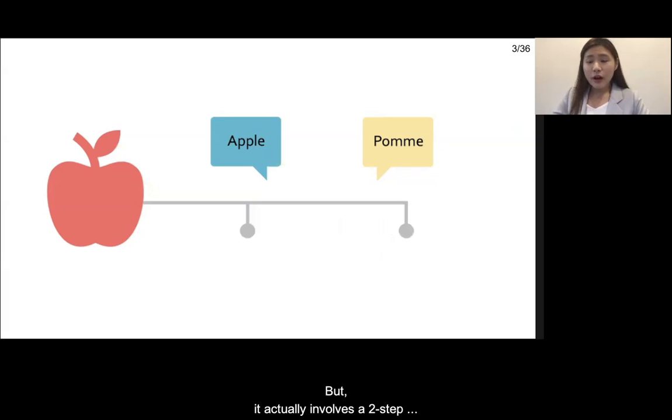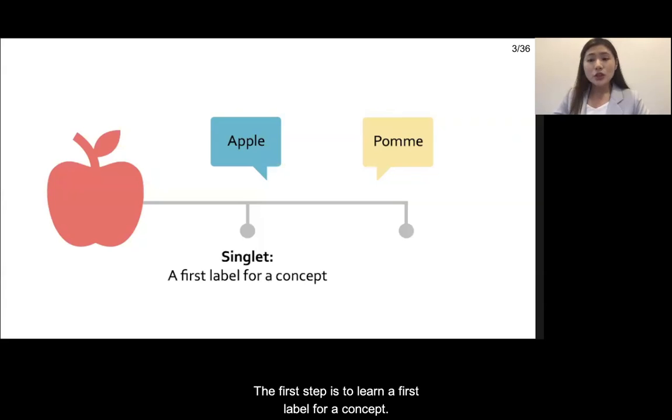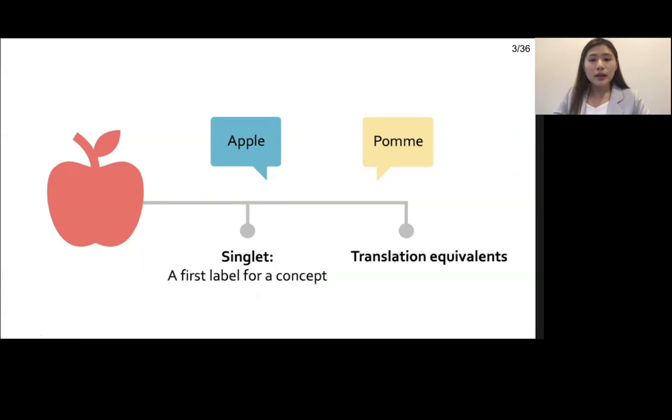But it actually involves a two-step process to establish a translation equivalent. The first step is to learn a first label for a concept. Here, we call these singlets. For example, an English-French bilingual child first learned the singlet apple. Then eventually, they will learn its French translation equivalent pomme.